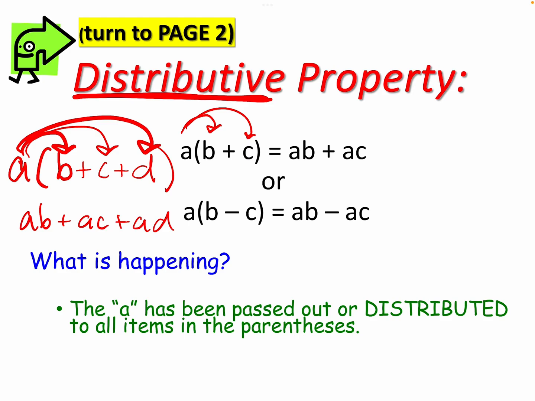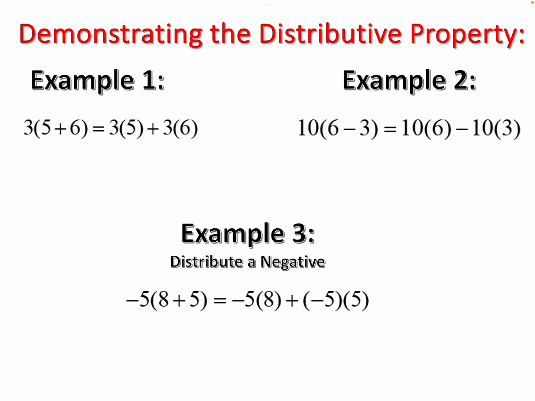Okay, so let's look at what this looks like with just numbers. Often we do not talk about distributing when we have this value. If you had example 1, we've learned order of operations. You would take 3 times 11, and 3 times 11 would be 33. Whereas when you think about it as passing out, it also means 3 times 5, which is 15. 3 times 5 is 15, and 3 times 6, which is 18. And if I add up 15 and 18, I get 33.